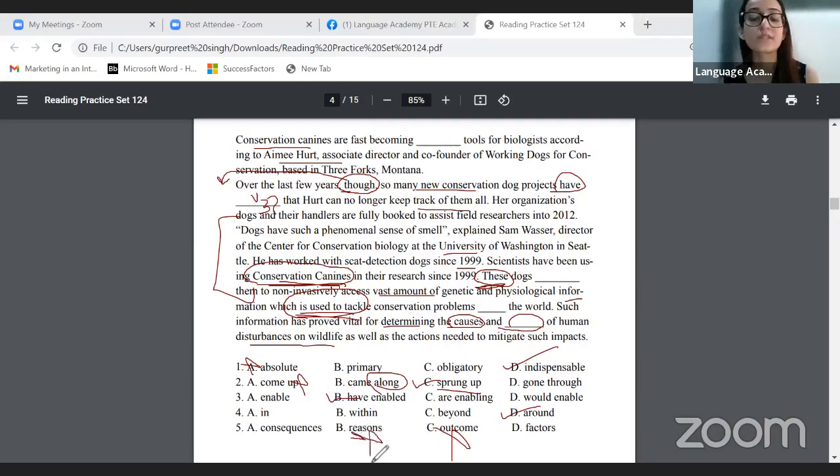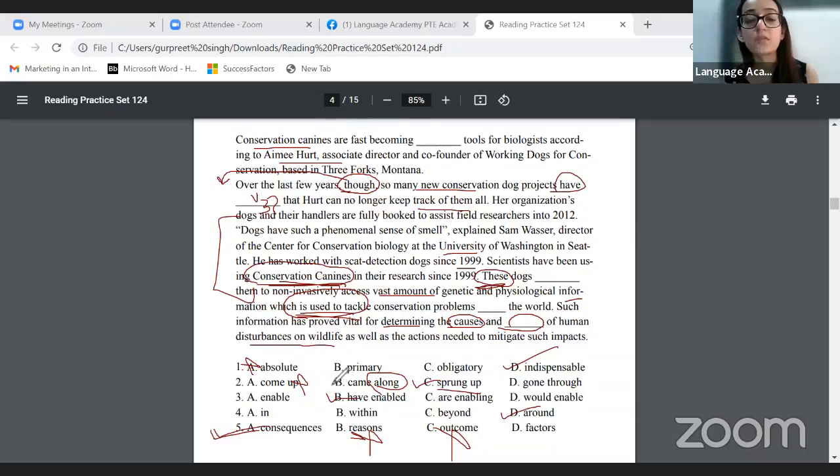Causes and reasons mean the same, so we cannot say causes and reasons because this won't signify anything different. Causes and factors of human disturbance on wildlife, or causes and consequences, because we need a negative word. Human disturbances on wildlife are having consequences, negative impacts. So that's why it should be consequences. Right, so these are the answers.